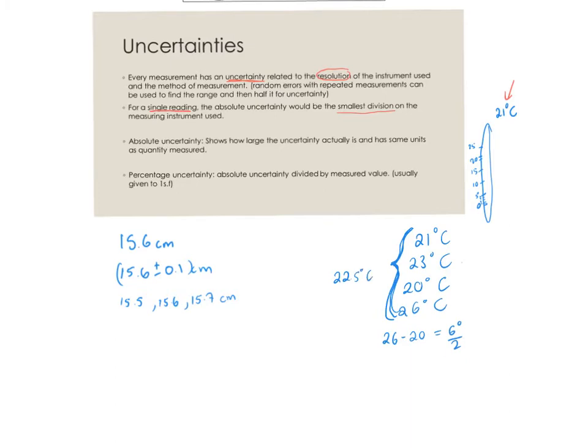But my values can't be more precise than what the actual temperature scale can give me. So I have to round up to 23 degrees Celsius. So my answer will be, my mean value is 23 degrees plus or minus half of the range, which is 3 degrees, plus or minus 3 degrees Celsius. And that will be my value with its uncertainty. So this is the measurement, and this is the uncertainty.